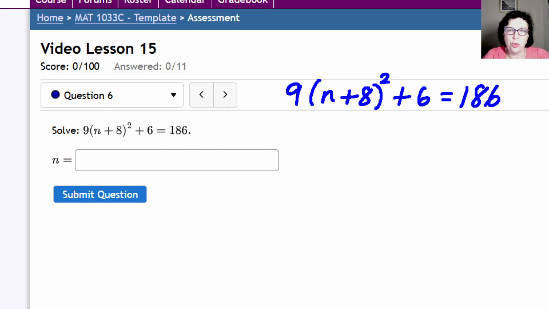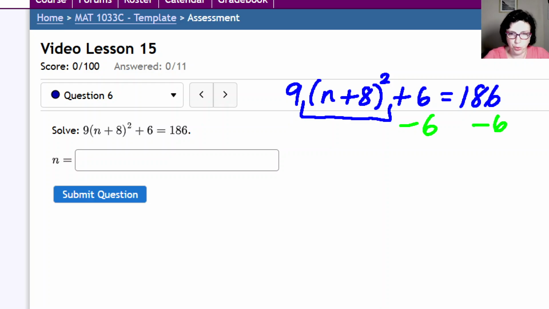When you're using the square root property, what you need to do is isolate the expression that has a square. I'm looking at this one right here. That one has a square. I want to have it on one side and everything else should be moved to the other side. Okay, step number 1, I am going to subtract 6 from both sides.